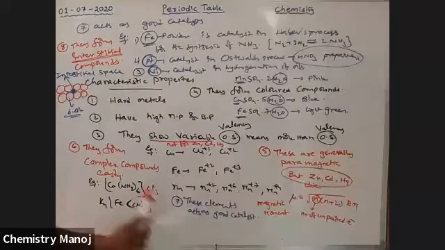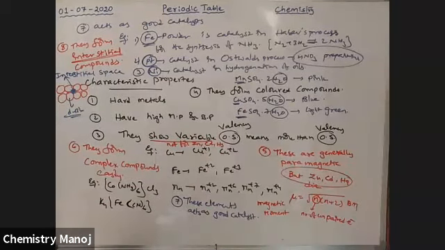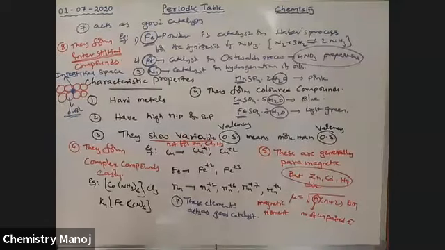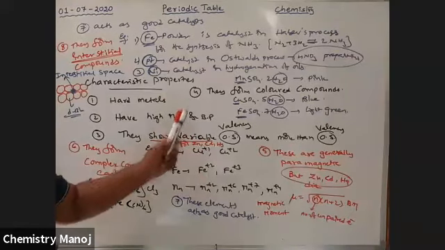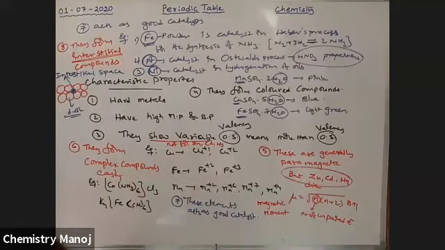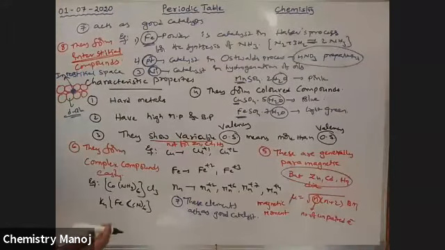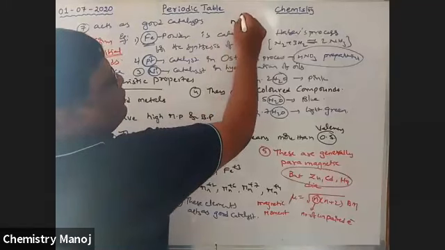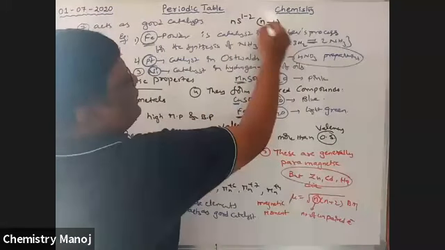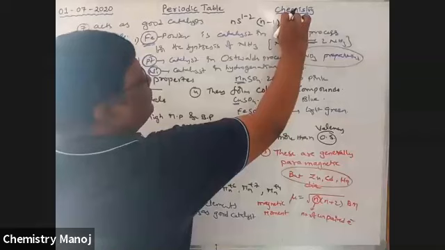These are all characteristic properties of D block elements. Because D block elements are also called transition elements, these properties are also applicable for transition elements. What is the general outermost electronic configuration for a D block element? That is ns1-2, (n-1)d1 to 10.